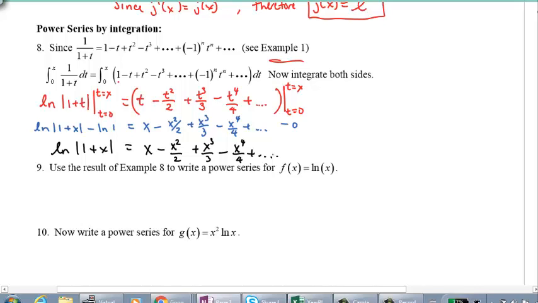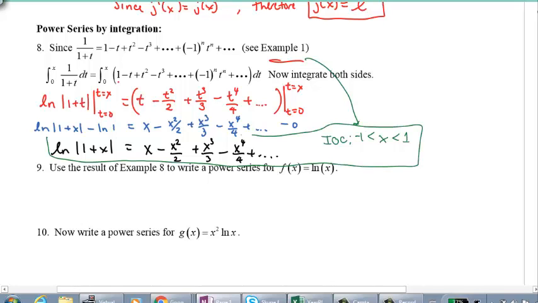Okay, and there's one last thing we should make a note of, and that's the interval of convergence. Remember, this is only true from example number 1 if x is between negative 1 and 1. Okay, so I can write all this together. This is true for all the x values between negative 1 and 1. Cool.